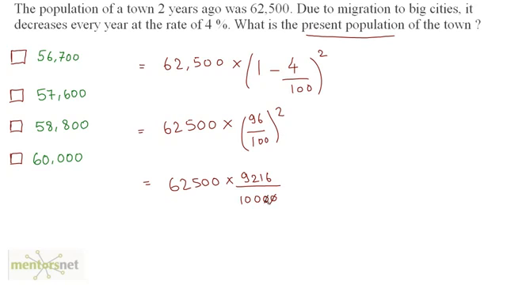So these zeros get cancelled out. So this is equal to 625 times 9216, which is equal to 5,760,000 upon 100. These two zeros get cancelled out. So what remains is 57,600. So option B is the correct answer.